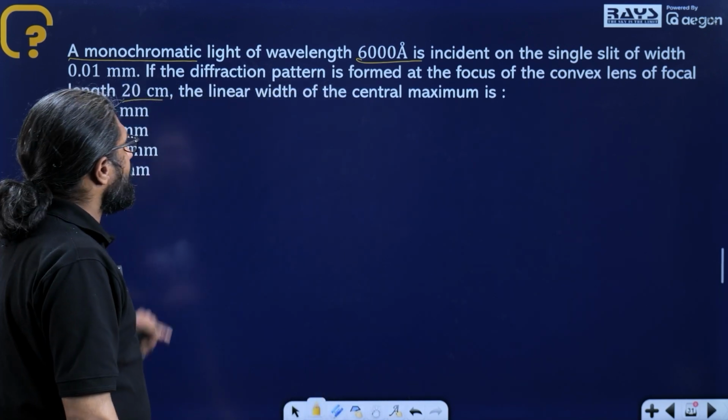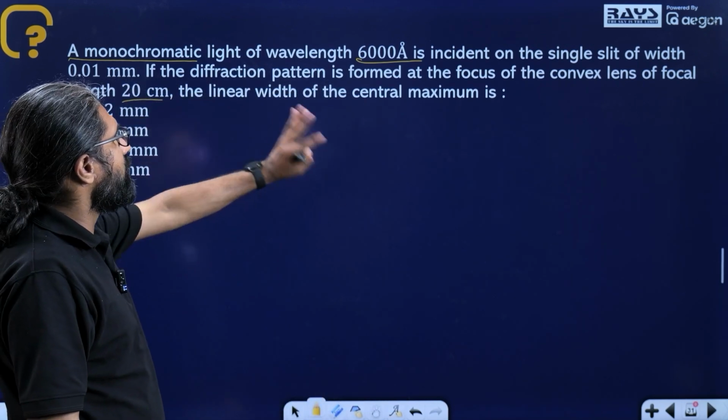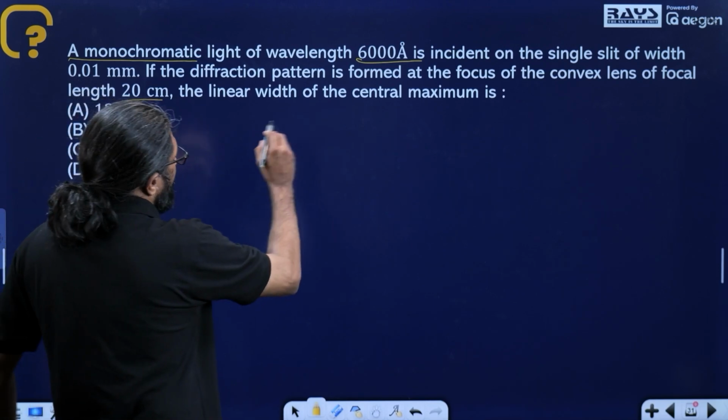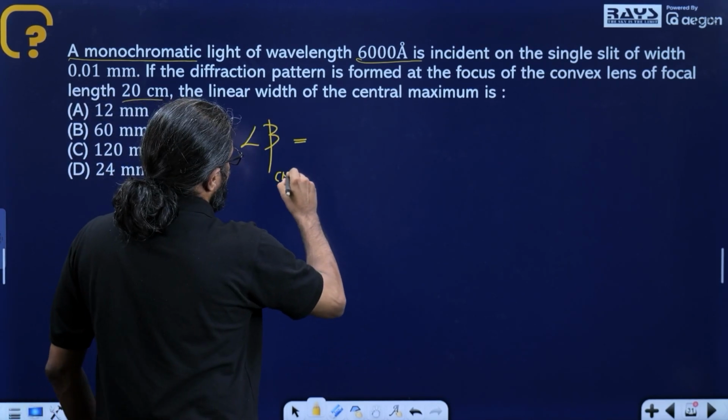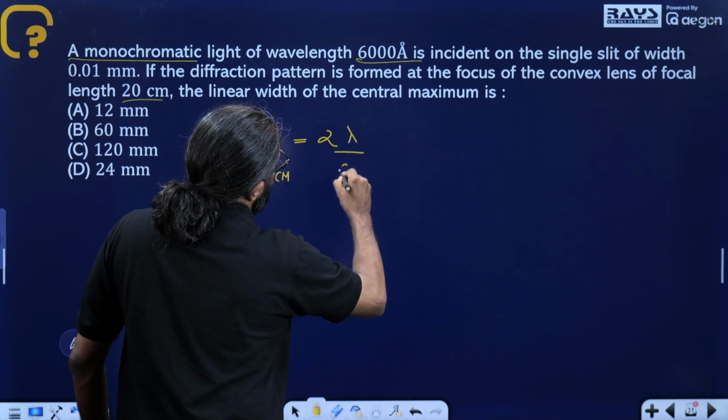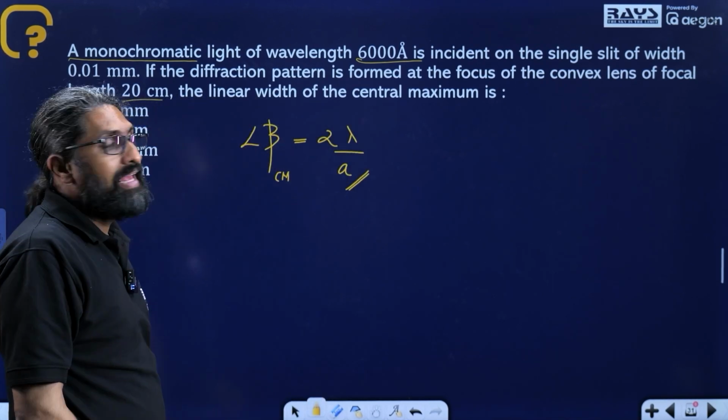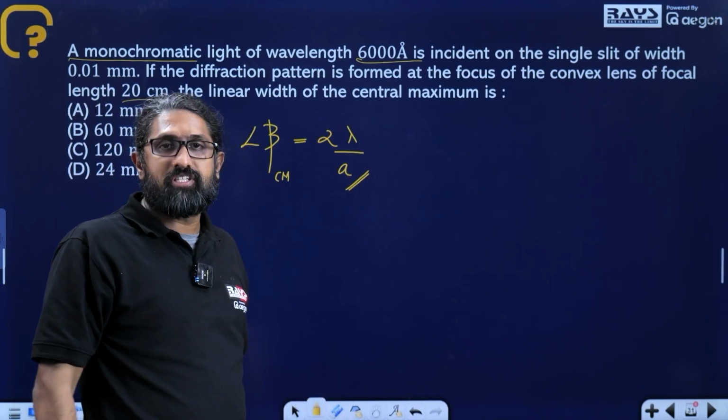It's actually a single slit diffraction question. In single slit diffraction, the angular bandwidth of central maxima is given by 2 lambda by A, where A is the slit width, lambda is the wavelength of the radiation used.